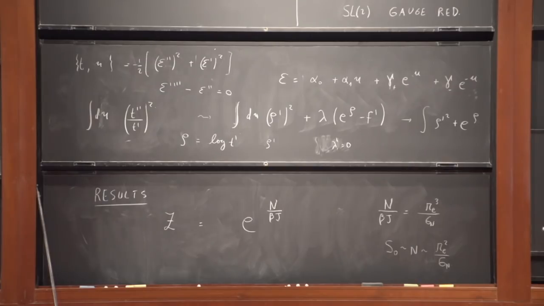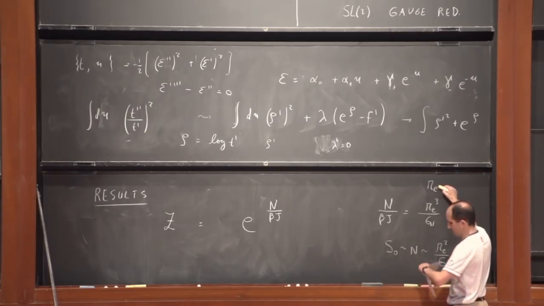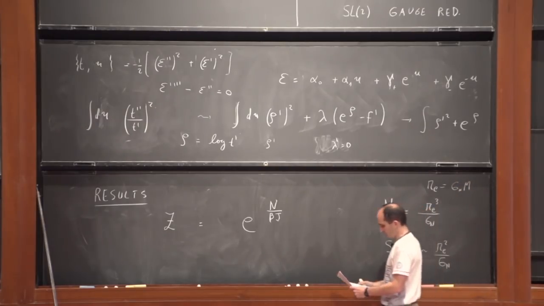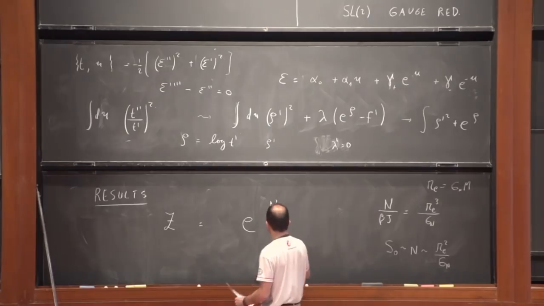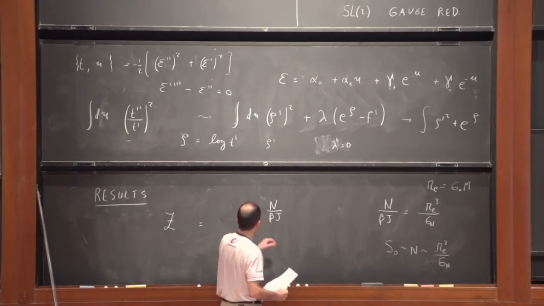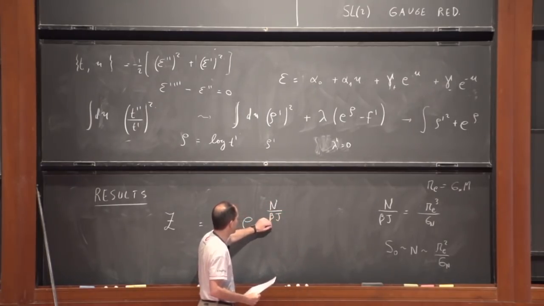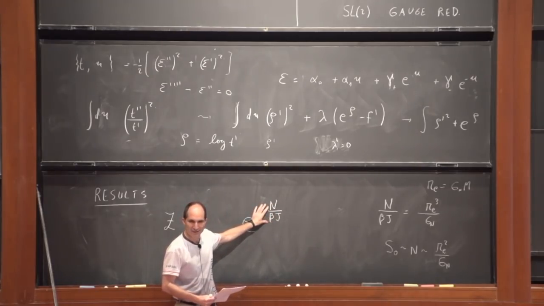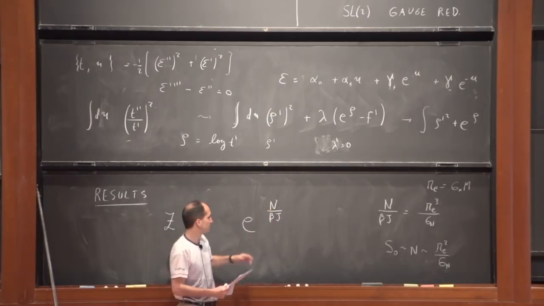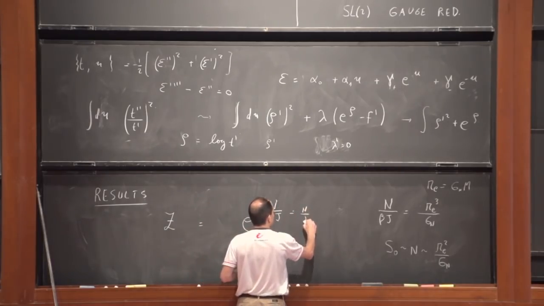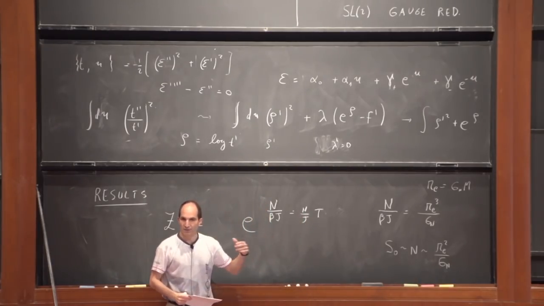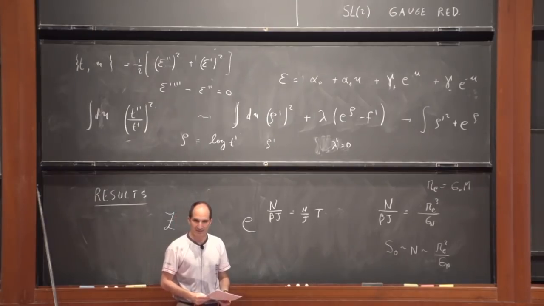So R_E is equal to G Newton times the mass. One obtains this, and it turns out that this is a good approximation as long as the classical action is large. So for temperatures that are large enough, this is equal to N over J times the temperature. And so for large enough temperatures, this is good, but when we go to low temperatures, we start having quantum fluctuations, and we need to do the quantum mechanics.